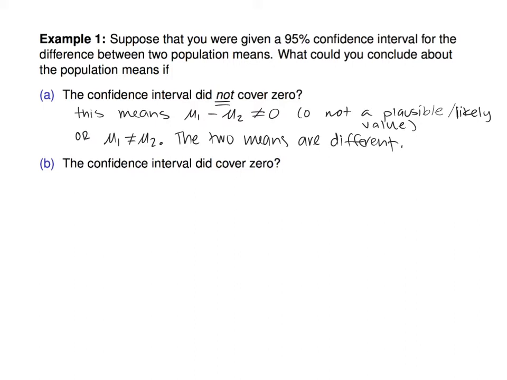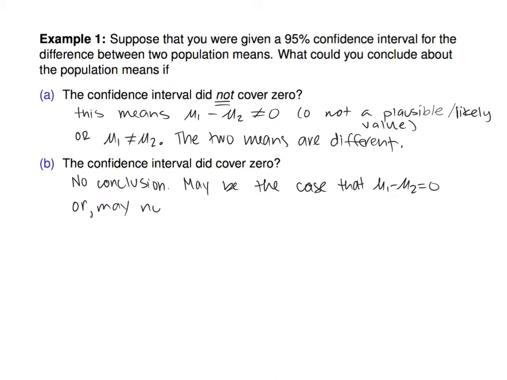And if the interval does cover 0, well, then you can't draw any conclusion. It may be the case that mu1 minus mu2, the difference in means, is 0, or may not. But the difference in part B here is that you can't rule out mu1 minus mu2 equals 0. It's still possible.